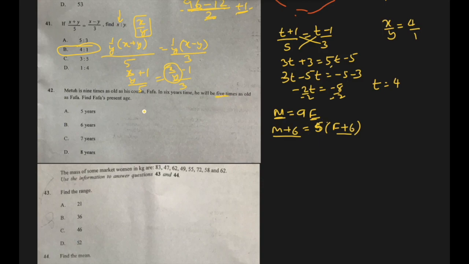Find Fafa's age, find F. So let's substitute M by 9F. Here it is 9F plus 6 equal to 5F plus 30. And this is a simple equation now. 9F minus 5F is 4F. 30 minus 6 is 24. And F equals 24 over 4, which is 6. Fafa is 6 years old.